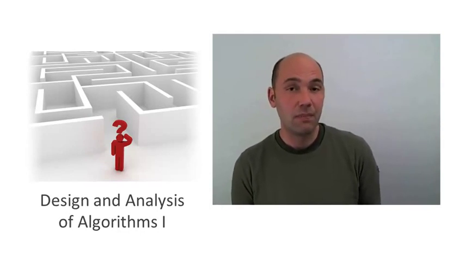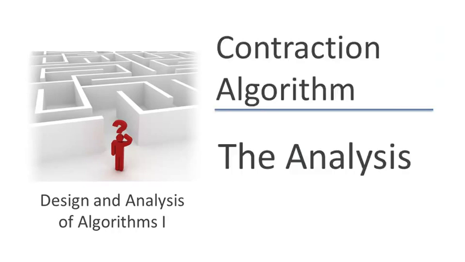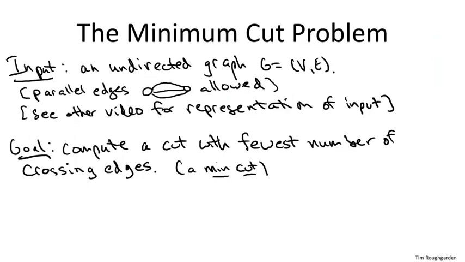So now that hopefully you've brushed up on your conditional probability and independence, we're going to give a very precise answer to that question in this lecture. So recall in this problem we're given as input an undirected graph, possibly with parallel edges, and the goal is to compute among the exponential number of possible different cuts, that with the fewest number of crossing edges.